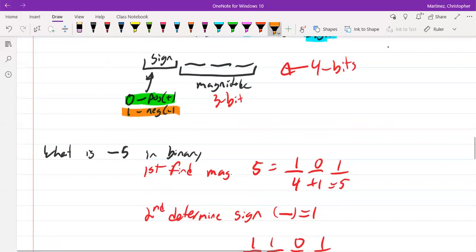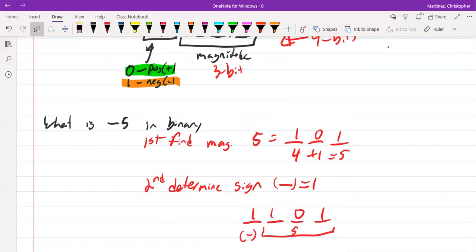So let's say we have -5. How are we going to find -5? Well, the first thing we're going to do is find the magnitude. I know I'm looking for the number 5. I figure out what are the weights I need. That was that example problem we started off with. That is 101. I'm adding the weight of 4. I'm adding the weight of 1. That gives me the final total of 5.